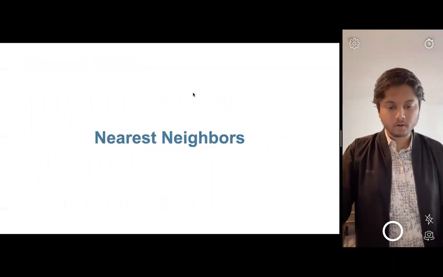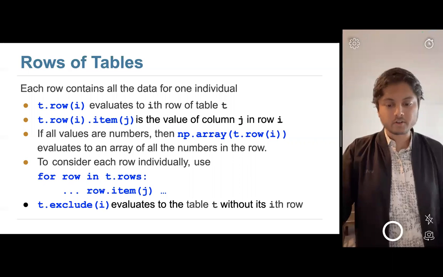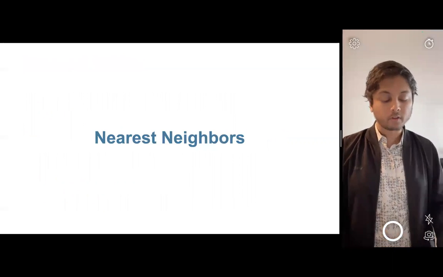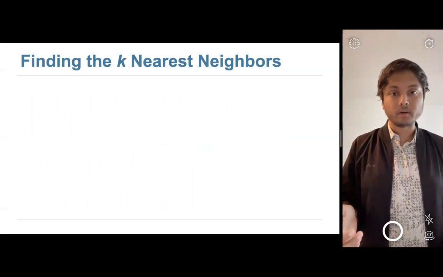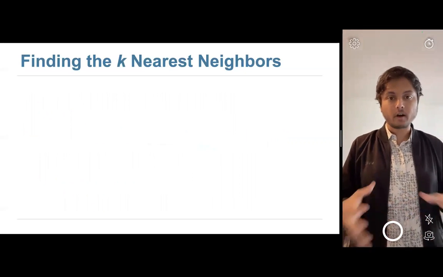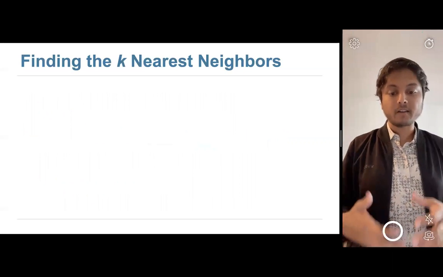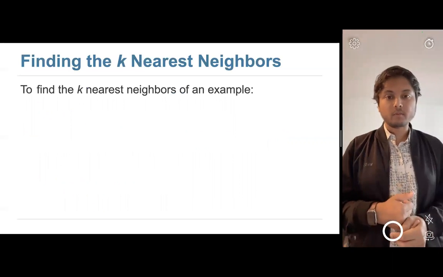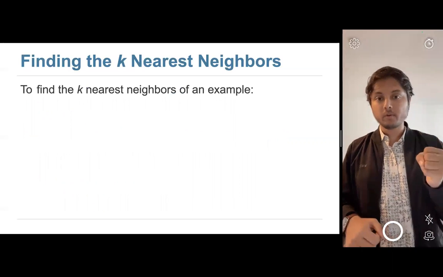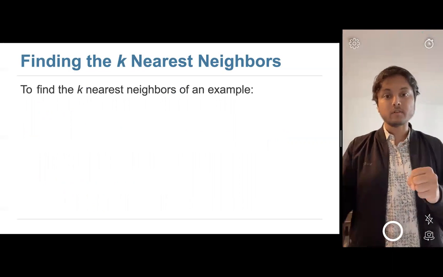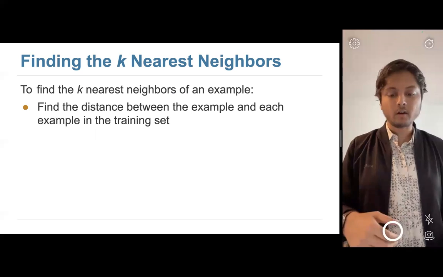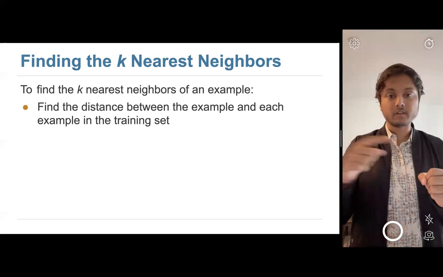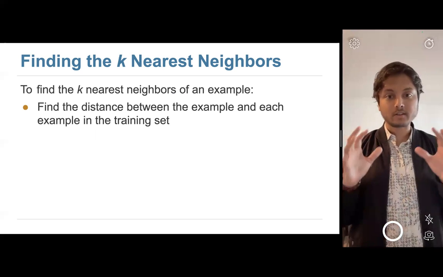Okay, cool. Now that we have those functions, I wouldn't worry too much about these right now. We're going to go over them again and I'll explain them then. But now we're going to actually build our nearest neighbor classifier. So here's how the algorithm is going to work. Finding the k nearest neighbors. We'll go over this in steps. To find the k nearest neighbors of an example, you have some new example that has come in. You need to find the k nearest neighbors from your training data. How do you do that? First of all, you need to find the distance between the example and every single point in the training set. So imagine that scatter plot that we had.